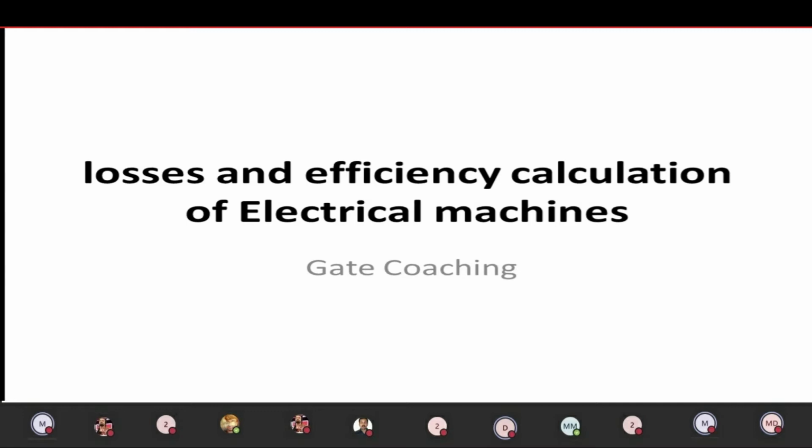Basically, we cannot build any machine without losses. So the losses are mandatory. We cannot omit the losses. That's why we need to consider what losses are present in electrical machines.